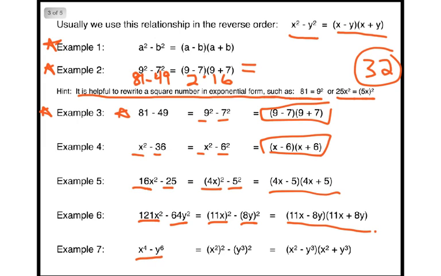Here, x to the 4th minus y to the 6th, notice that x to the 4th can be rewritten as (x squared) squared, and y to the 6th can be rewritten as (y cubed) squared. And that way you have two square numbers being subtracted, and you can use the difference of squares rule.